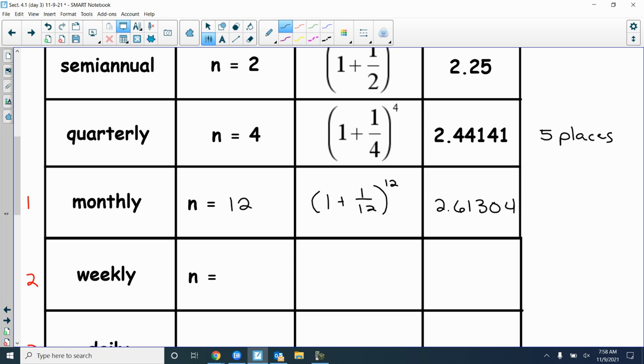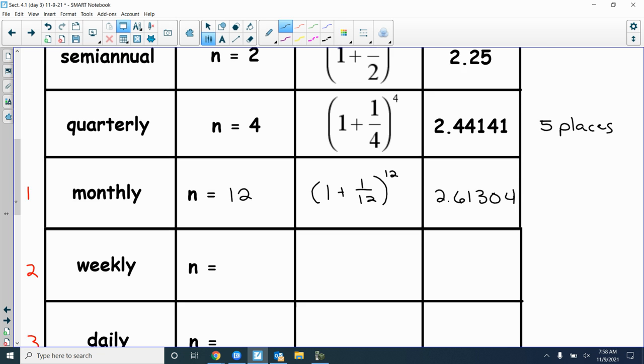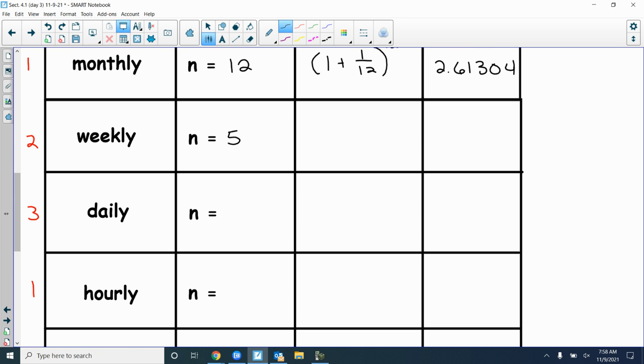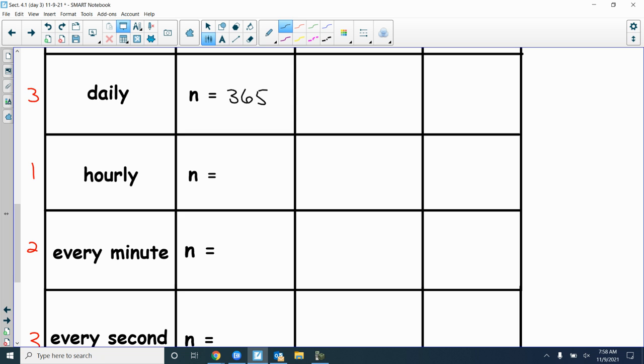Kind of talk amongst yourselves. You guys should have 2 to do, and we'll share the load. Make sure you at least, if you get done with both of them, you can go back and fill in others, but at least do those 2. Weekly is 52. Daily is 365. And so use that for the rest. So 365 times 24 hours will give you hourly. And then you got to figure out every minute. And you got to figure out every second.